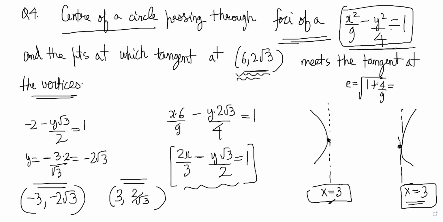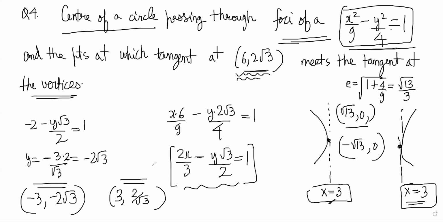The eccentricity is root 13 by 3, and the foci will be plus or minus ae, so it will be root 13 comma 0 or minus root 13 comma 0.